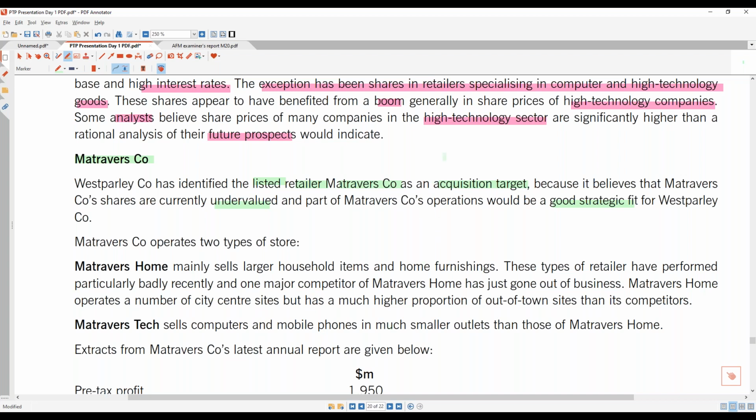Normally the acquisition is multi-dimensional. For example, vertical or horizontal. If you are acquiring within the same industry, that's called horizontal. So normally the company is acquiring another company within the same industry. That means to get some power in the market, to get more market share.